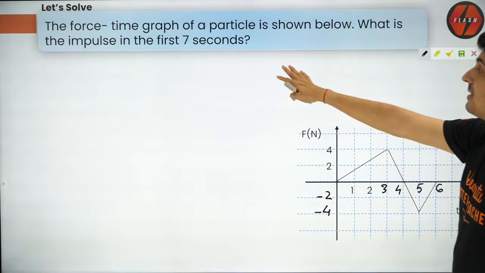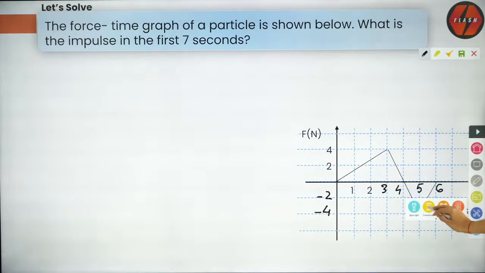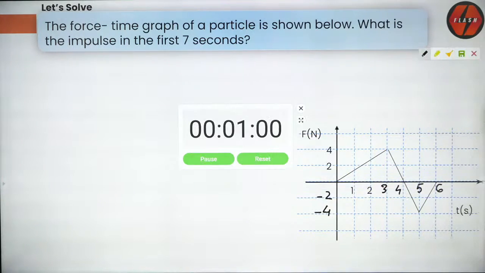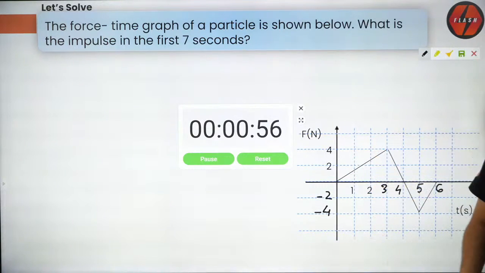What is the impulse in the first 7 seconds? Let's see how many of you get this. I'm starting the timer now. Come on, guys, you have to get it. Most likely it is not going to be 0. Let's see how much it is. Come on, guys, you have to do this.